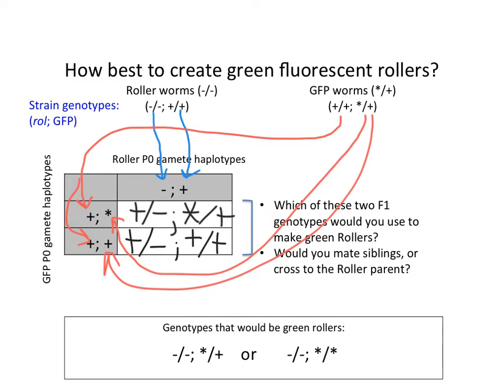So if we have these 4 strains, if we've got the roller worm, if we've got the GFP worms, and now we have 2 different types, 2 different genotypes of F1s, we've got 4 different genotypes of worms here. How would you set up a cross to make the worms we're trying to get? Green worms that are also rollers.